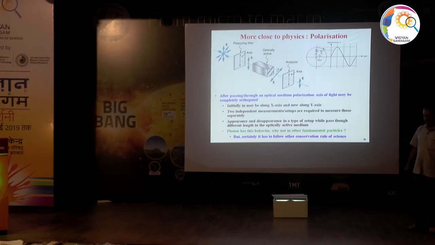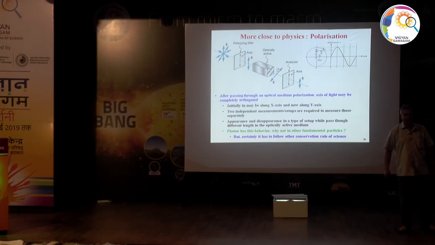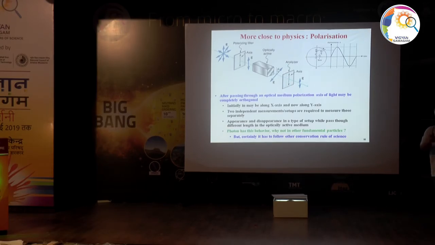If the light is rotated 90 degrees, and in the analyzer these two axes are the same, we will not see this light at all. But if instead of this analyzer, I put another analyzer which is rotated 90 degrees, then after that analyzer I will see this light.